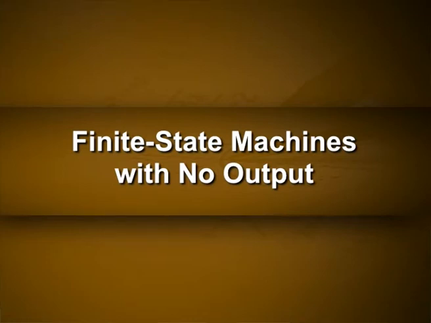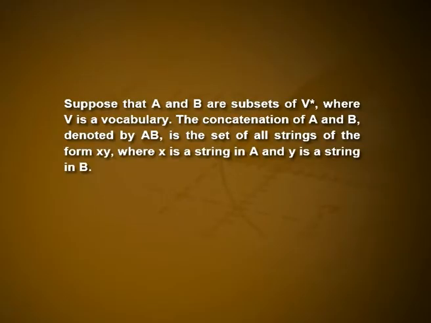Next is the finite state machines with no output. Before discussing finite state machines with no output, we will introduce some important background material on sets of strings. The operations that will be defined here will be used extensively in our discussion for language recognition by finite state machines. The next definition. Suppose that A and B are subsets of V star where V is a vocabulary. The concatenation of A and B denoted by AB is the set of all strings of the form xy where x is a string in A and y is a string in B.